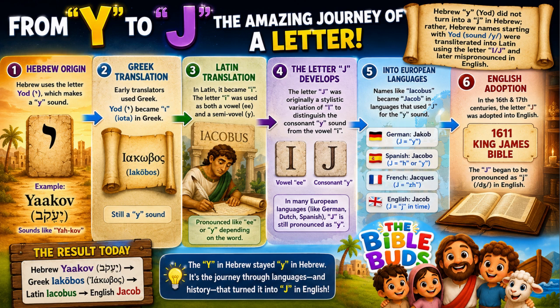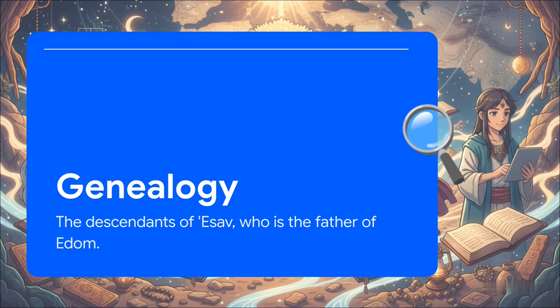It wasn't until way later, around the 16th and 17th centuries when the English language was developing, that the pronunciation finally shifted. The soft Y morphed into the strong, hard J sound we use today. So Yaakov journeyed through centuries of translations to finally become Jacob. Okay, now that we've solved how Jacob got his name, we really need to talk about his twin brother, Esau.